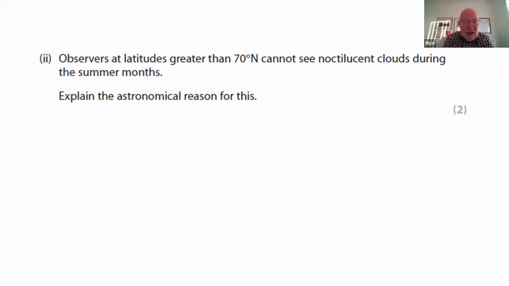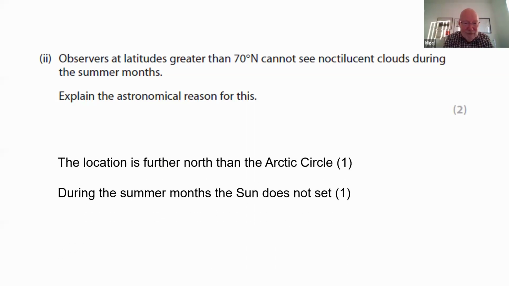Well, if we reveal the answers that are almost straight from the mark scheme, the location of 70 degrees north is further than the Arctic Circle, so you don't get a sunset. I think that's a very, very dodgy, unfair question. It's a trick, really. And you've got to be on the lookout for these. Right, let's move on, because time is getting on.